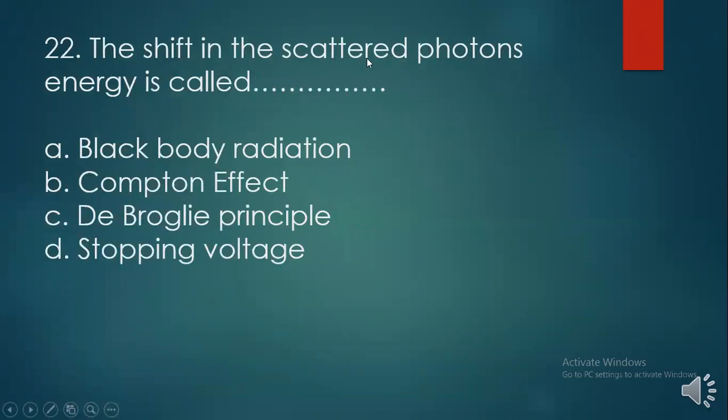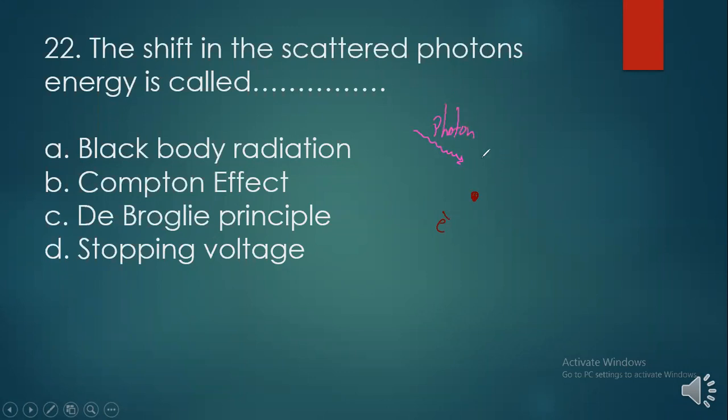The shift in scattered photon's energy is called, right? This is called Compton shift. Let me quickly recall this part. Assuming that I have a photon going and it's going to collide with an electron. This is an electron and this is a photon.